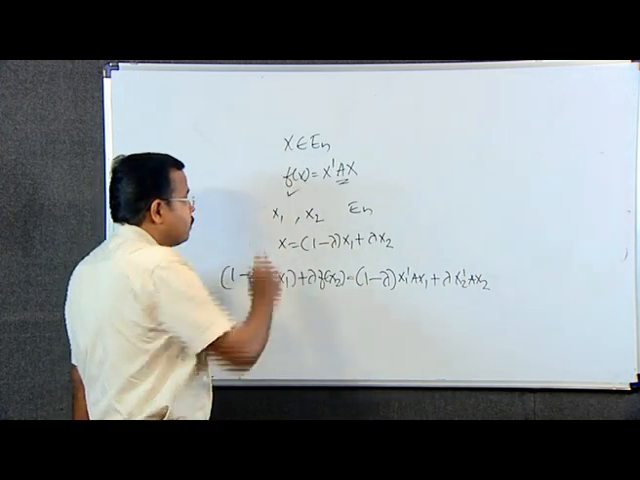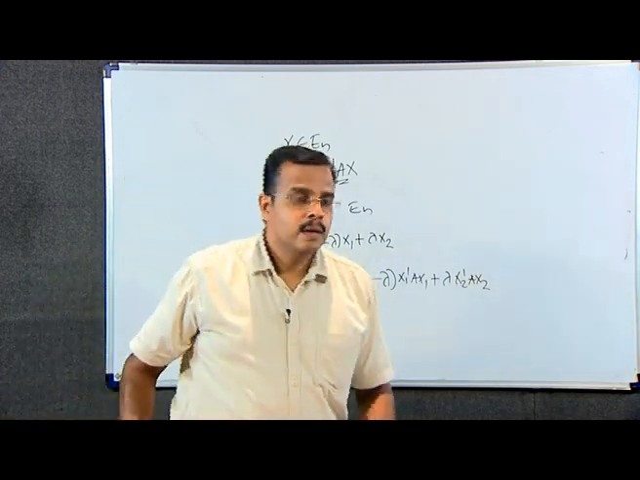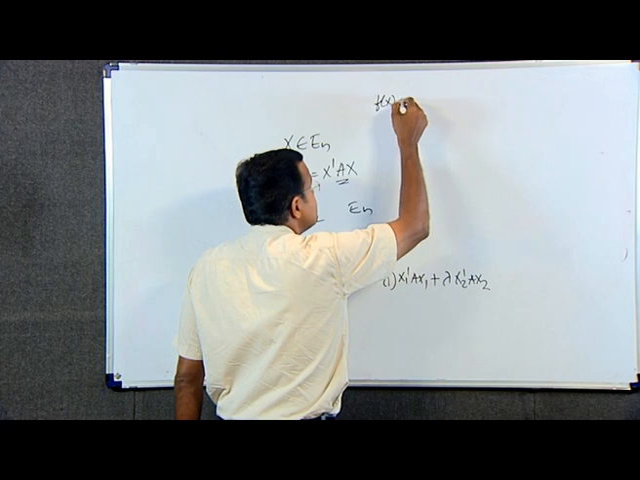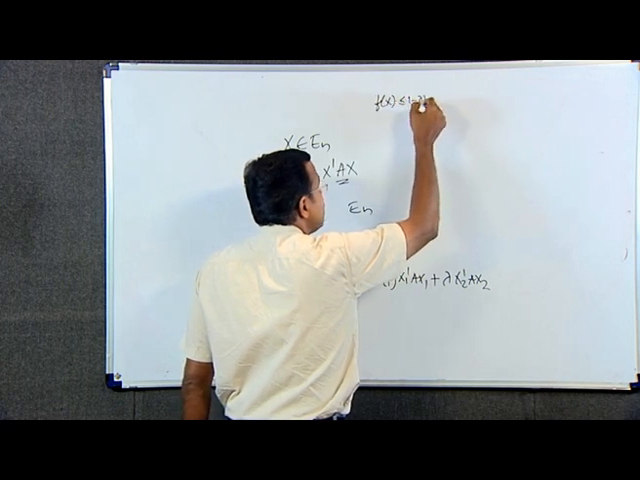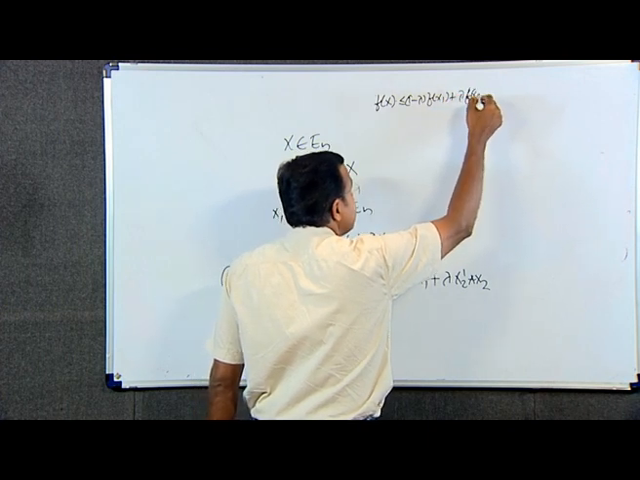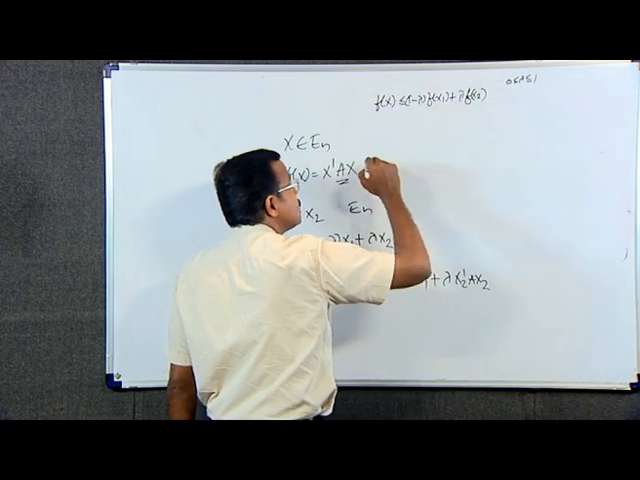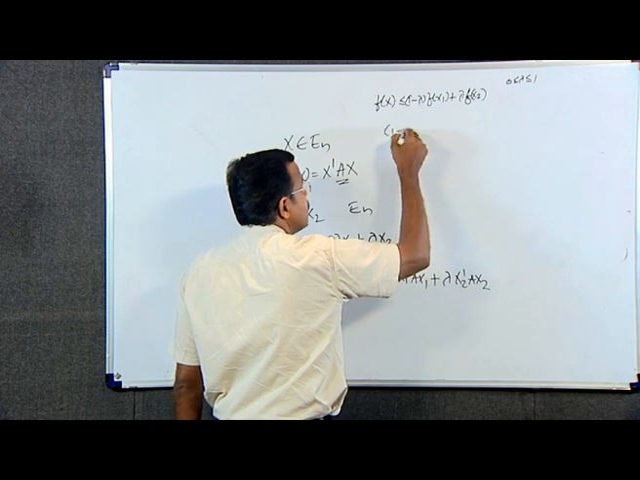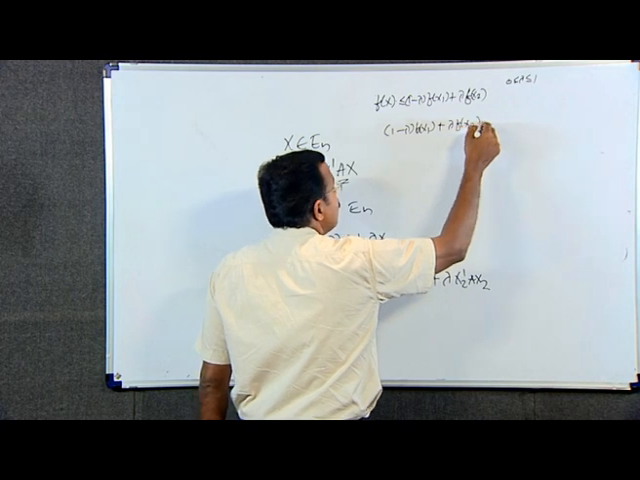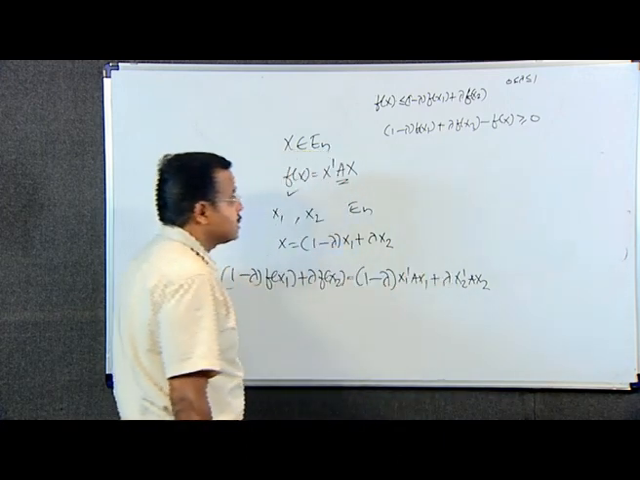Our aim is to prove f of x is a convex function if x dash Ax is positive semi definite. A function f of x is a convex function if f of x is less than or equal to 1 minus lambda into f of x1 plus lambda into f of x2 for 0 less than or equal to lambda less than or equal to 1. Or, if 1 minus lambda into f of x1 plus lambda into f of x2 minus f of x is greater than or equal to 0, then the function f of x is a convex function.